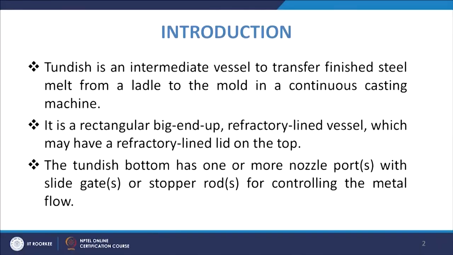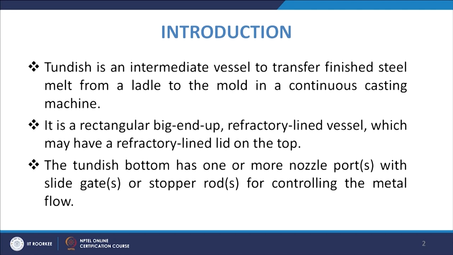As you know, the Tundish is between the ladle and the mold. It is an intermediate vessel to transfer the finished steel melt from a ladle to the mold in a continuous casting machine. Its job is that it receives the liquid metal from the ladle and it has to supply the liquid metal to the mold. So, it is an intermediate vessel between the ladle and the mold.